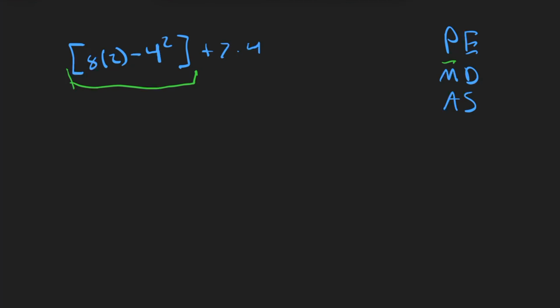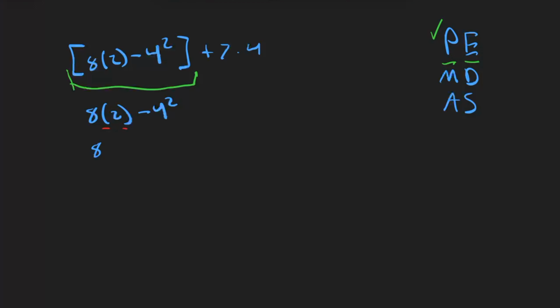You can go ahead and rewrite it. 8 times 2 minus 4 squared. So again, let's check for parentheses. And again, don't need to worry about these parentheses. It's just multiplication. So there's no parentheses. We're good here. We'll move on to our exponents, which we do have an exponent here, 4 squared. So we can go ahead and evaluate that. 8 times 2 minus 4 squared is 16. And our exponent section is done.